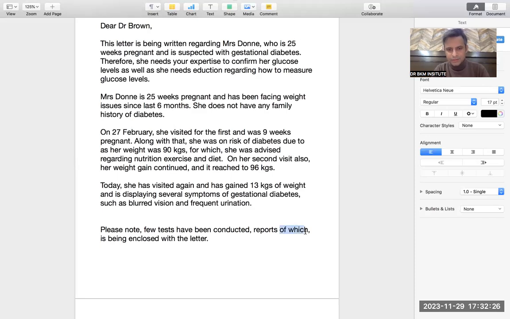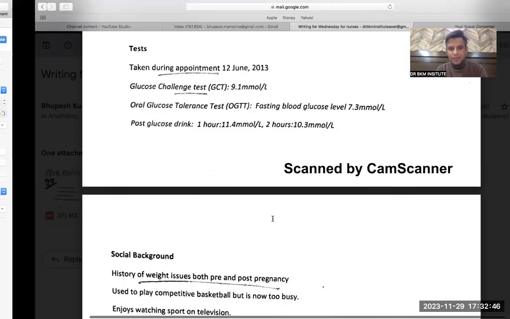Or you can say anything. Whatever confuses you, make it simple. Don't make complex connectors like "and reports are being enclosed." Keep it simple, because you have to write just nicely. So, few tests have been conducted and reports are being enclosed with the letter, and we can write that in the last. Okay. Now nothing to worry.